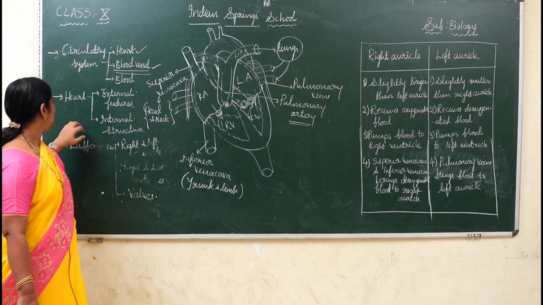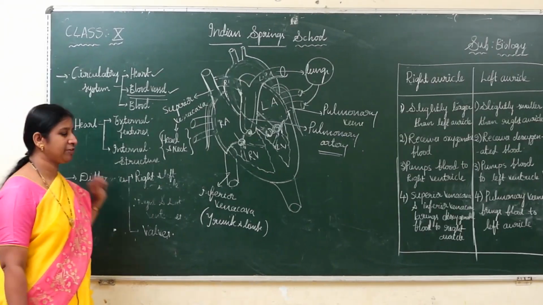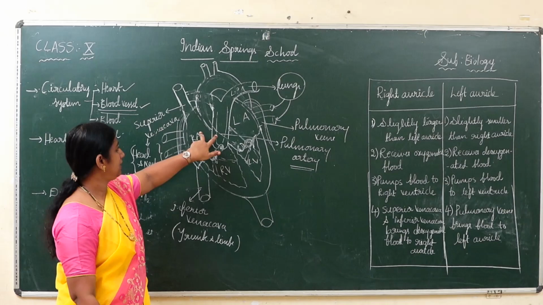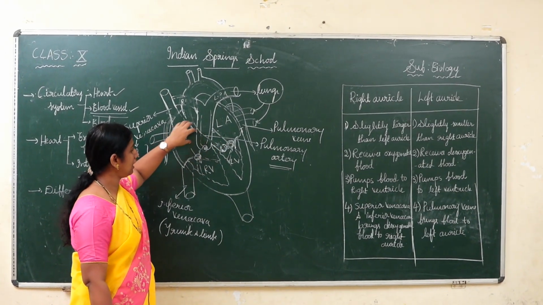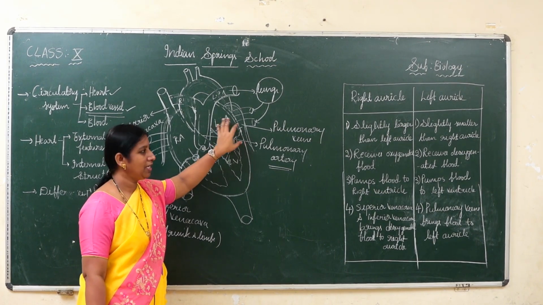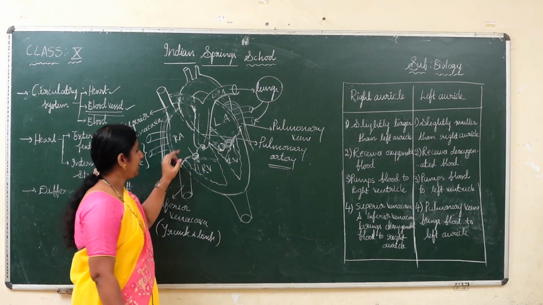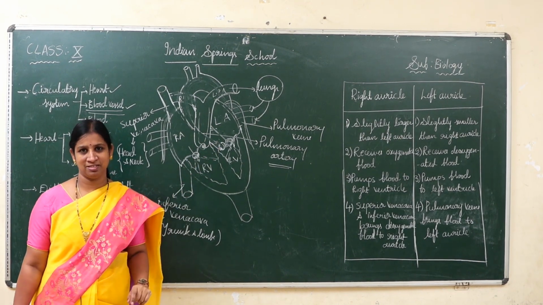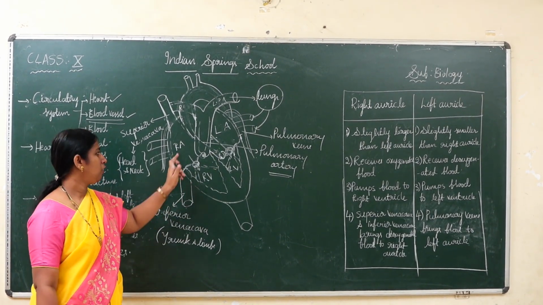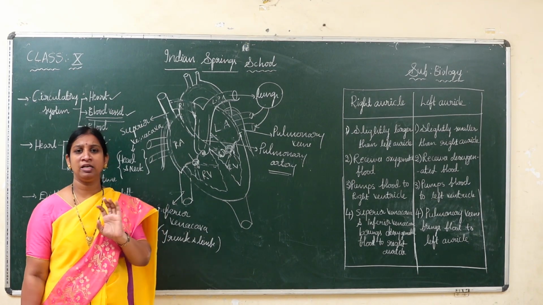Now I want to tell you about the differences. Let me discuss the first two chambers, the differences between right auricle and left auricle. Let us see one interesting fact here. All chambers are not the same size. Please kindly note it. All four chambers, children, are not the same size.